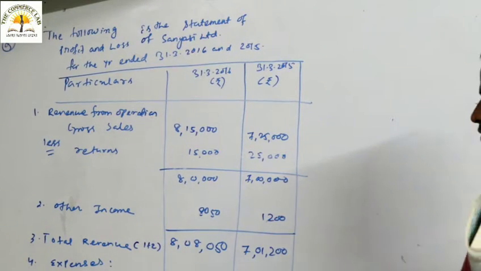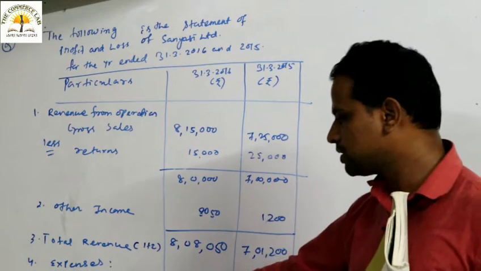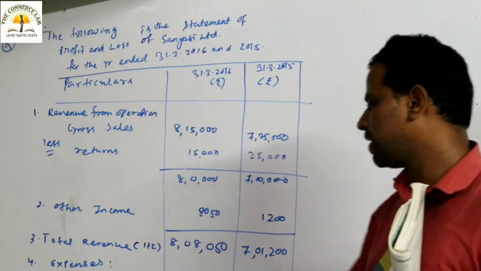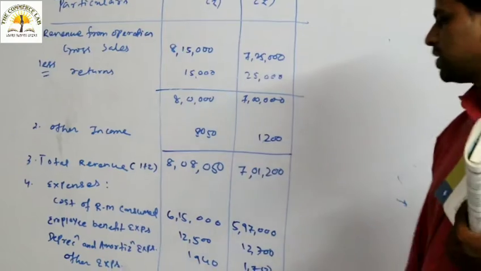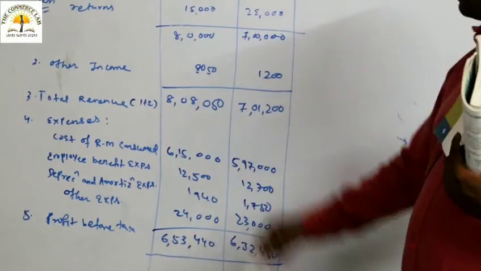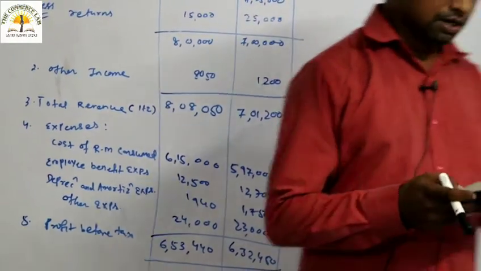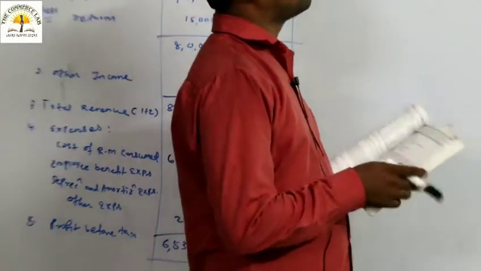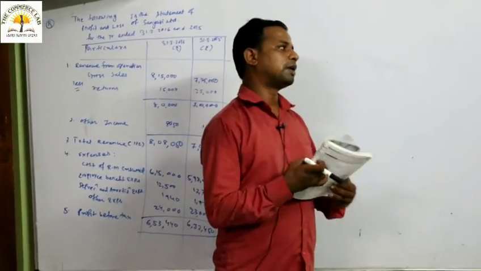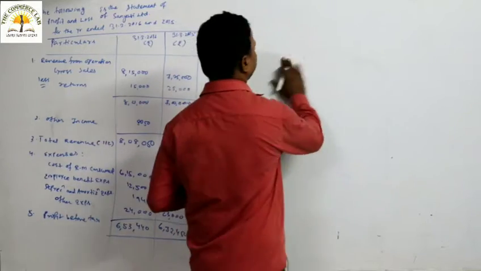Okay, so this is the particular question given. So total revenue, other income added, then total revenue comes. Under expenses, there are 4 expenses are there: cost of raw material consumed, employee benefit expenses, depreciation and amortization expenses, other expenses, and profit before tax. So these all figures of expenditure is there. So income is there, expenditure is there. When you deduct the expenditure from income, what you will get? You will get the particular what? The profit. Okay, that is the main purpose.